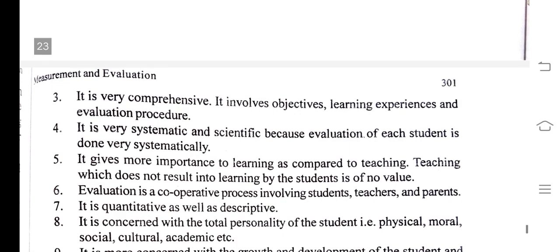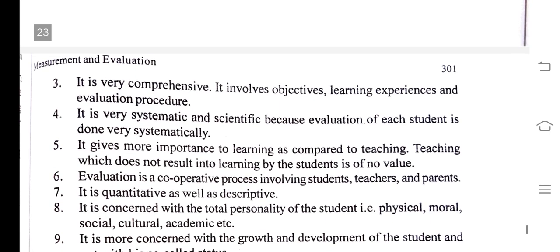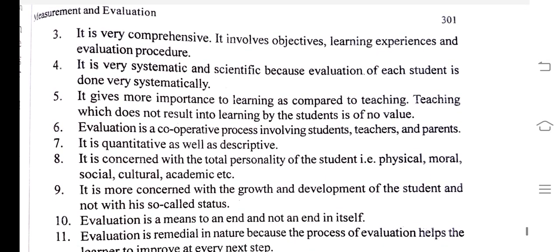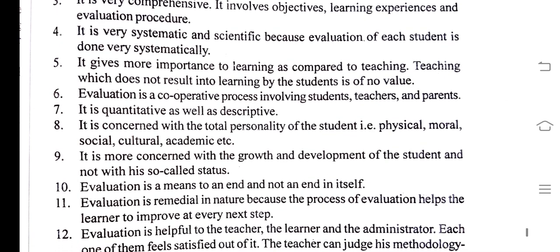It gives more importance to learning as compared to teaching; teaching which does not result in learning by the student is of no value. Evaluation is a cooperative process involving students, teachers and parents. It is quantitative as well as descriptive. It is concerned with the total personality of the student: physical, moral, social, cultural, academic, etc. It is more concerned with the growth and development of the student and not with his so-called status. Evaluation is a means to an end and not an end in itself.